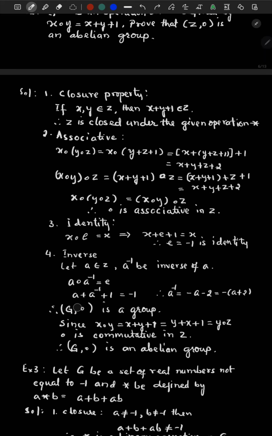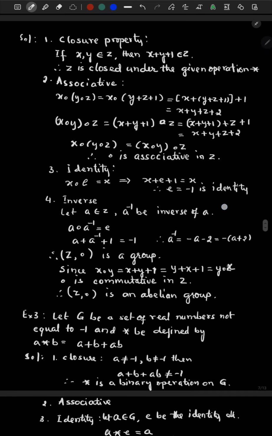So the set here is Z. So Z with binary operation dot forms a group. Also commutative property is true here. X dot y is same as y dot x. Therefore it is commutative also. Hence the group is an Abelian group.